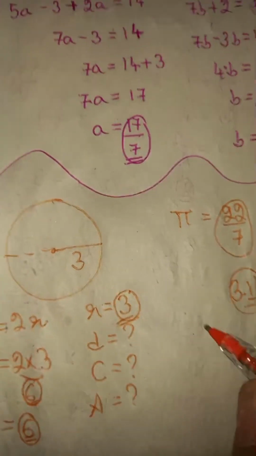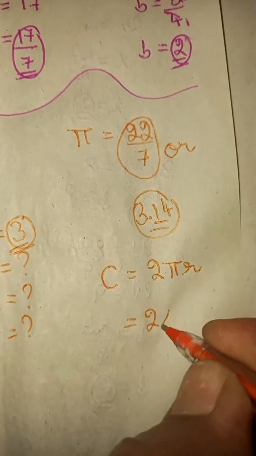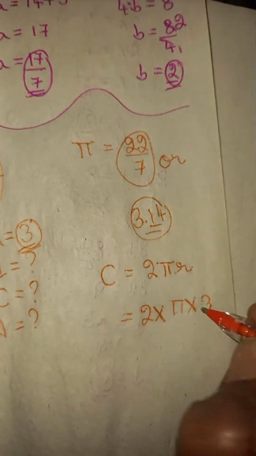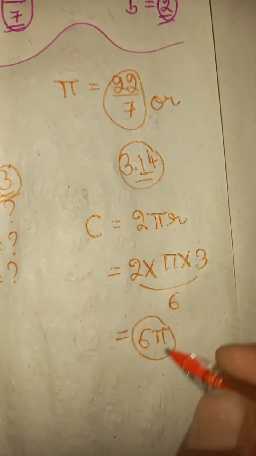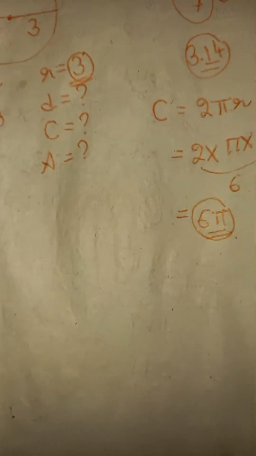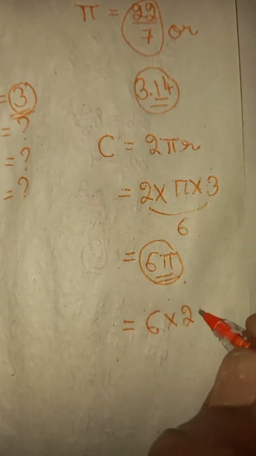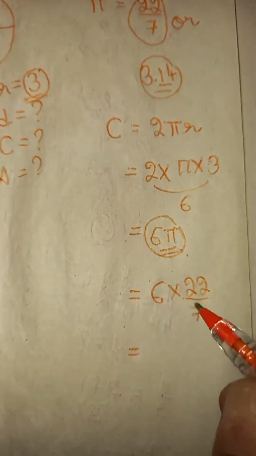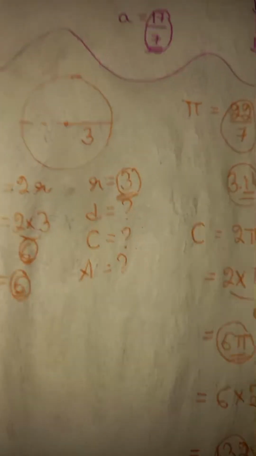Continuing, the circumference of the circle means 2 pi r. Now you can write it as 2 times pi times the radius. Here they have given us 3 units, that is 3 times 2, which is 6. 6 pi units is the actual circumference of this circle. You can still expand it: 6 times 22 by 7. Now 6 times 22 becomes 132. 132 by 7 is the actual circumference.